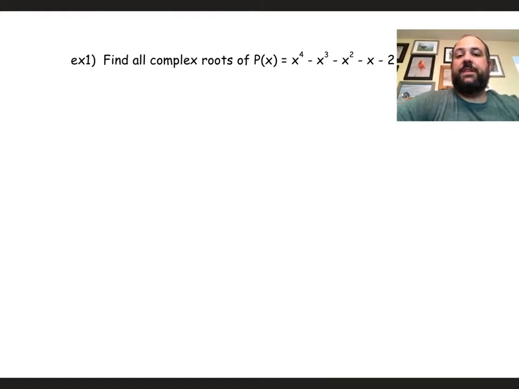Alright, so here's our first example. We're going to find all of the complex roots of the function p of x equals x to the fourth minus x cubed minus x squared minus x minus 2.